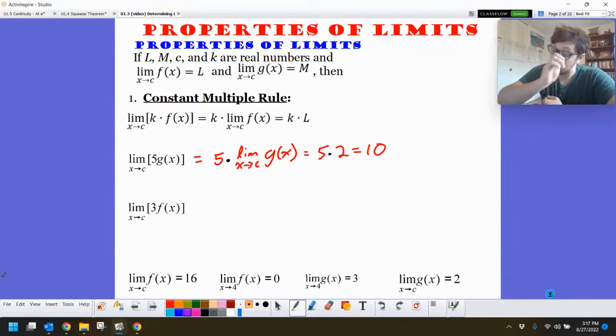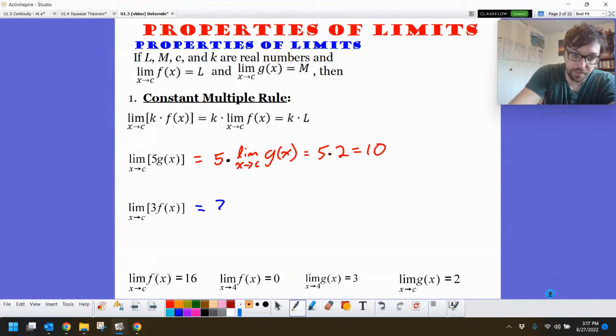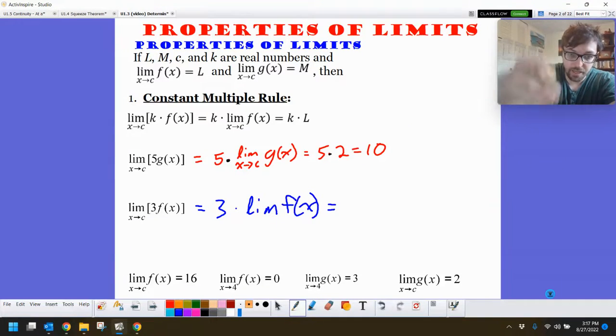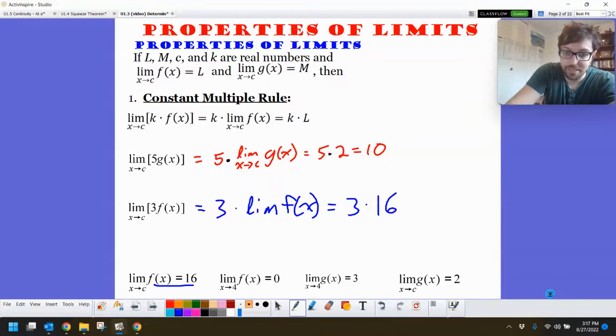is 10. So if we look at this next example, we can say, hey, that's 3 times the limit of f of x, and we know the limit of f of x as it's approaching c is 16. So this is just 3 times 16. So our limit is 48.